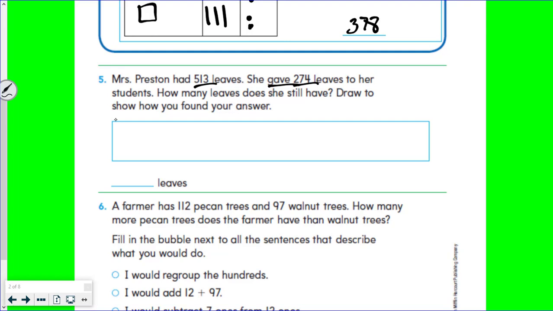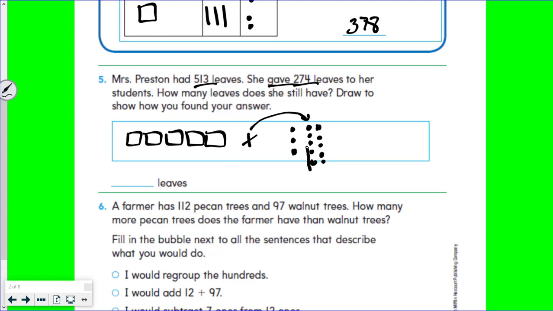All right, so let's see. Mrs. Preston has 513 leaves, and we want to take away 274. So we'll start with the ones. Can we take away 4 ones? No. So I've got to regroup this 10 into 10 ones. 1, 2, 3, 4, 5, 6, 7, 8, 9, 10. Now I can take away 4 ones.